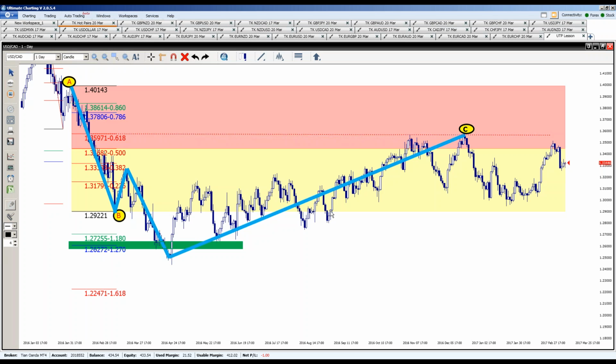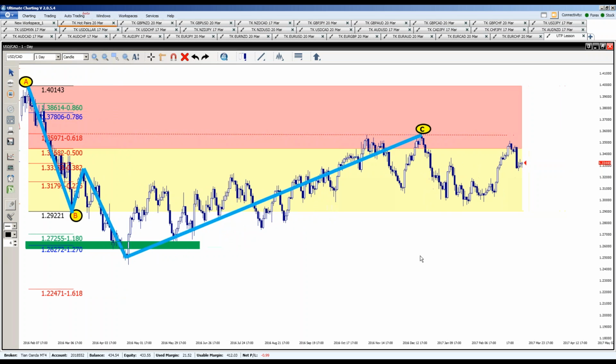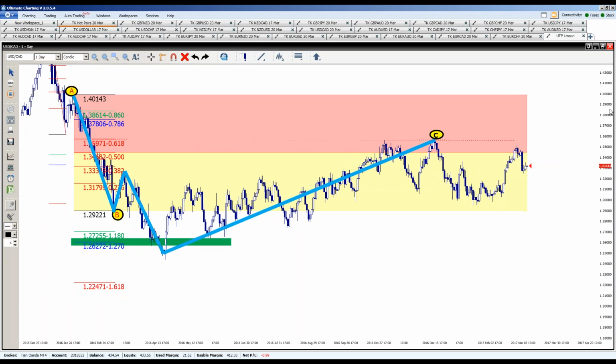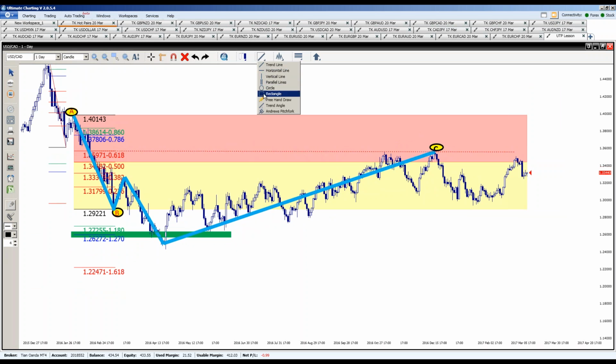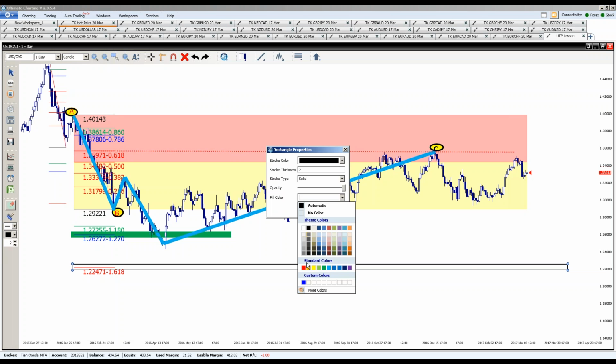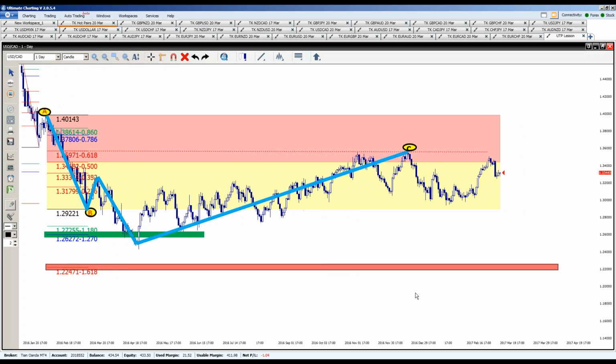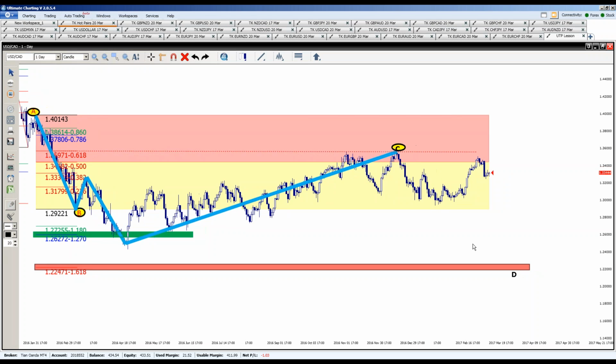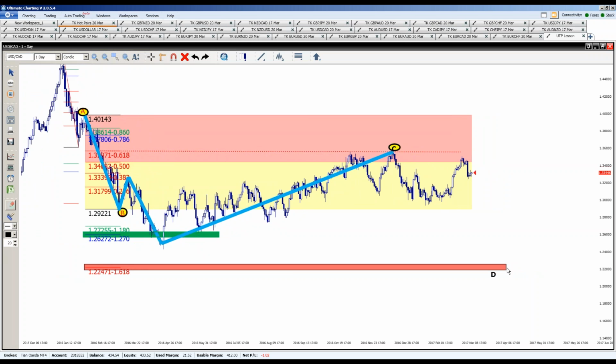And now we are moving from the C to the D. Right, we are moving from the C to the D. And the D extension is going to be the 1.618 over here. There, that will be the D. And now we are moving from the C to the D again.